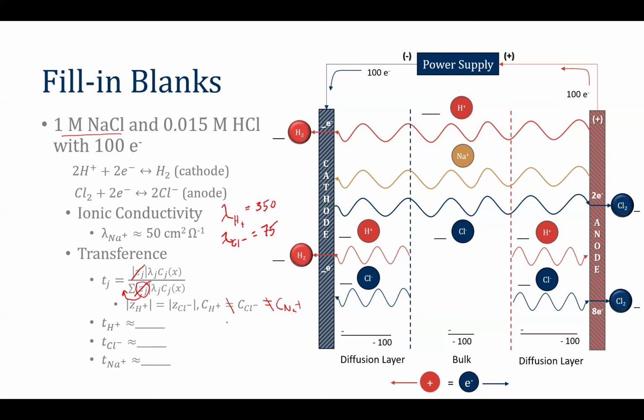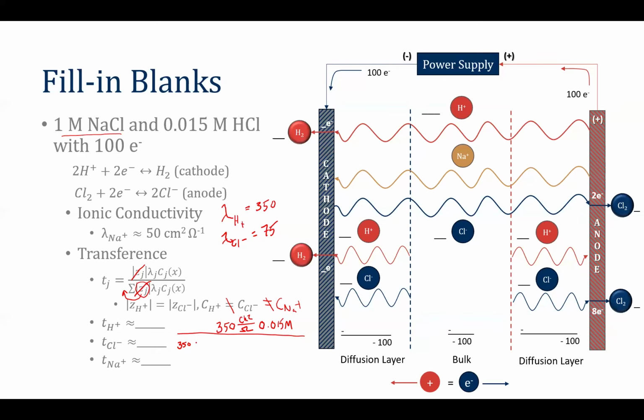So here I'm going to have my 350 centimeters squared per ohm times my 0.015 molar for the concentration of my hydrogen ions, all over my 350 centimeters squared per ohm times 0.015 molar. I'm going to start leaving the units off because everything's going to have the same units top and bottom, to make room so it's not all crammed in here.